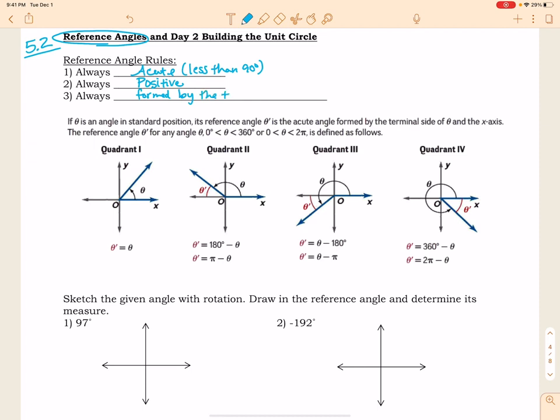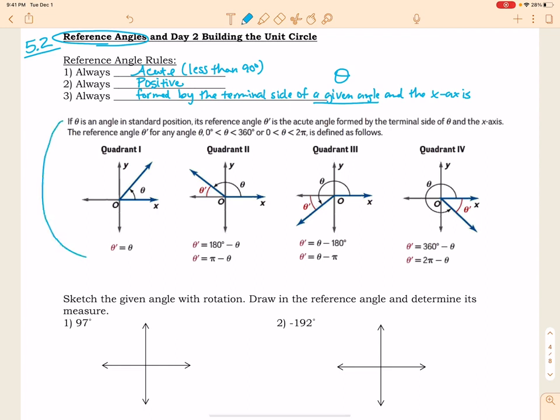by the terminal side of a given angle and the x-axis. What does that mean? That means in order to find a reference angle, you first have to be given an angle. So a given angle, and we'll just call it theta. Let's say I give you theta, you measure theta, and then you find its reference angle. So that is how we think about reference angles.